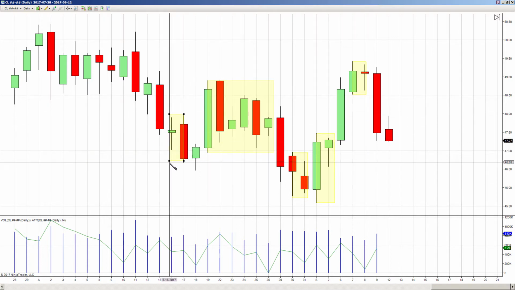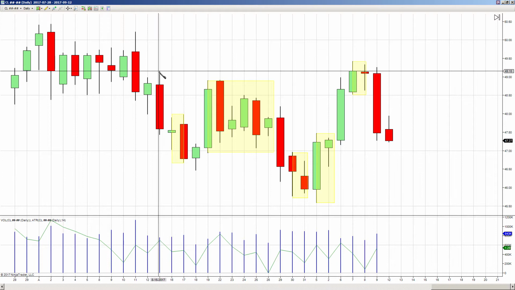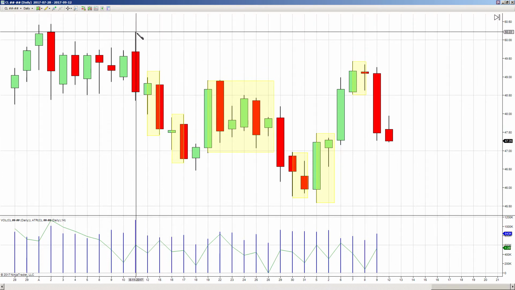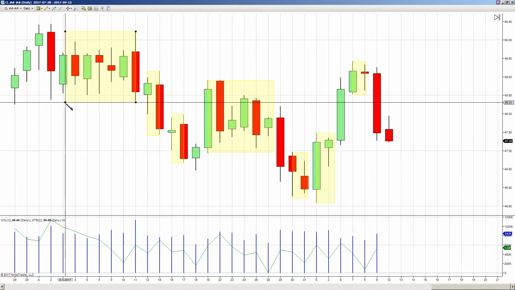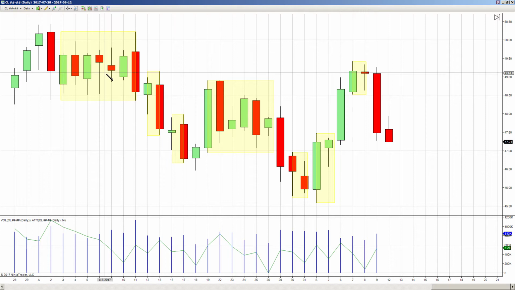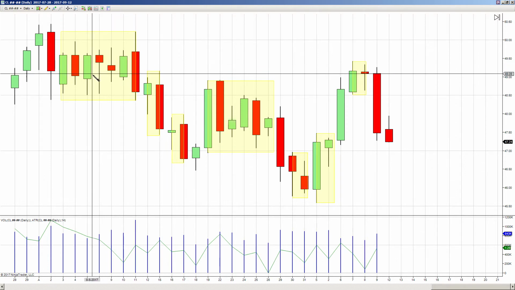See, this encompasses the one prior. This encompasses the one prior as well. And this one encompasses quite a few. This encompasses multiple bars, multiple candlesticks here. So 1, 2, 3, 4, 5, 6, 7.